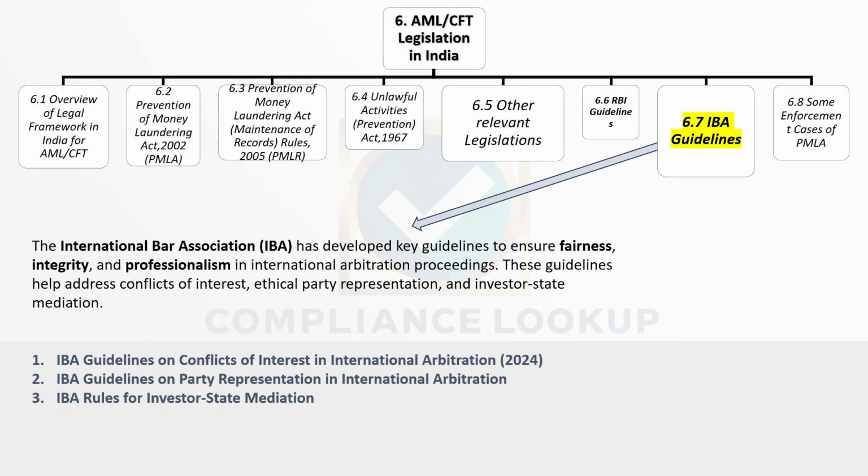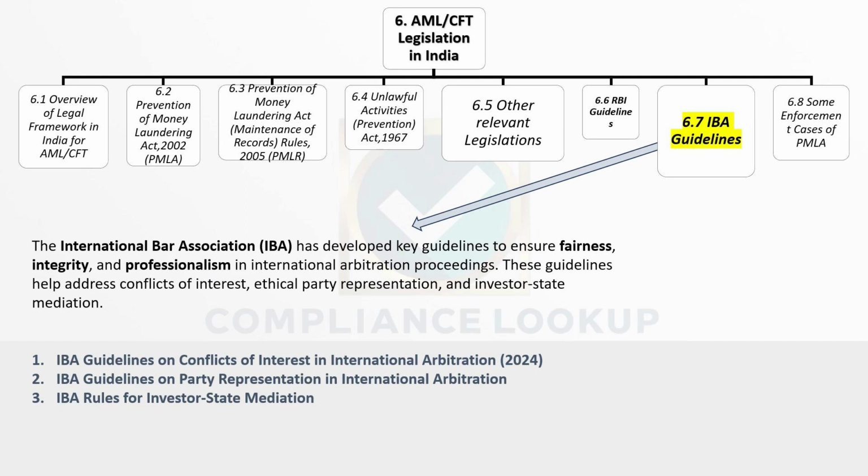Now, coming to our seventh topic, the International Bar Association IBA guidelines. These are essential frameworks designed to ensure fairness, transparency, and professionalism in international arbitration. Let's break down each of the guidelines with real world examples to understand their relevance. Let's understand in brief.